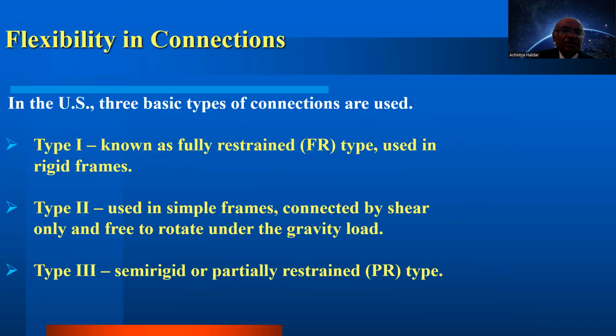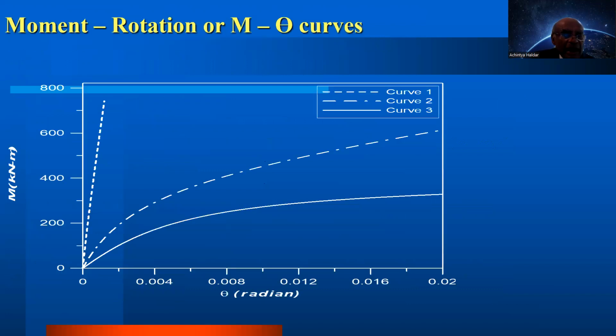In the US, flexibility of the connection is very important. We have 3 types of flexible connection, type 1, type 2, and type 3. Type 1 is fully rigid, type 3 is partially rigid, and type 2 rigidity is between 1 and 3. Here I'm showing the result. This chain dotted line is basically fully restrained connection. This solid line is partially restrained connection. And in this case, the chain dotted, the stiffness is between fully restrained and a pin connection.